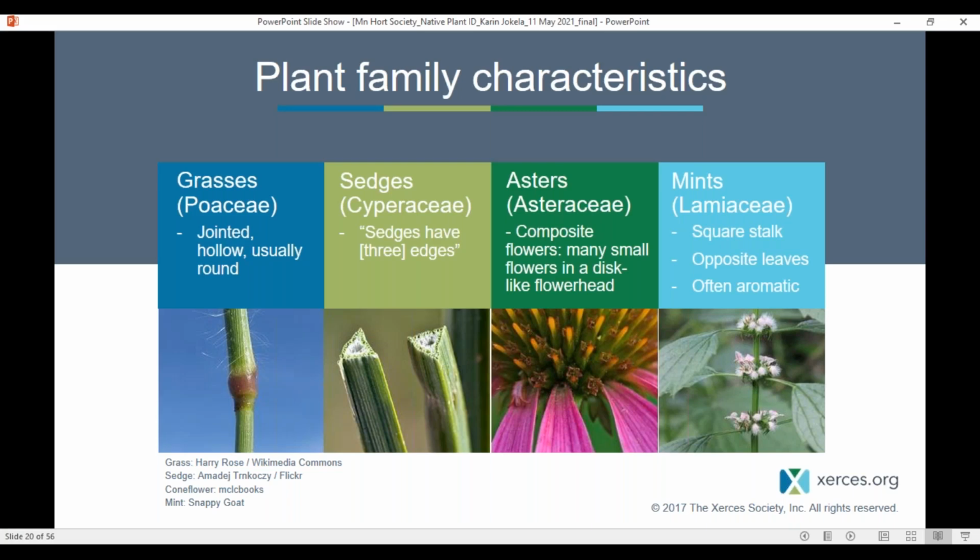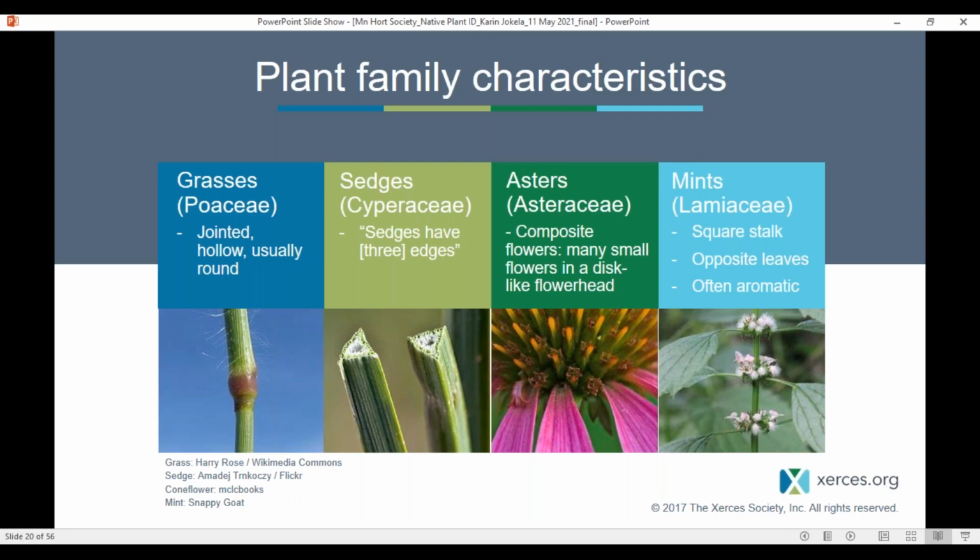Asters are a big family, really diverse. But one thing that they all hold in common is that they're made up of composite flowers. So these are small flowers all in a disc. And I zoomed in really close here to a purple coneflower because you can see each one of those little flowers in there is its own individual flower that gets pollinated and creates a seed. So asters are a huge family.